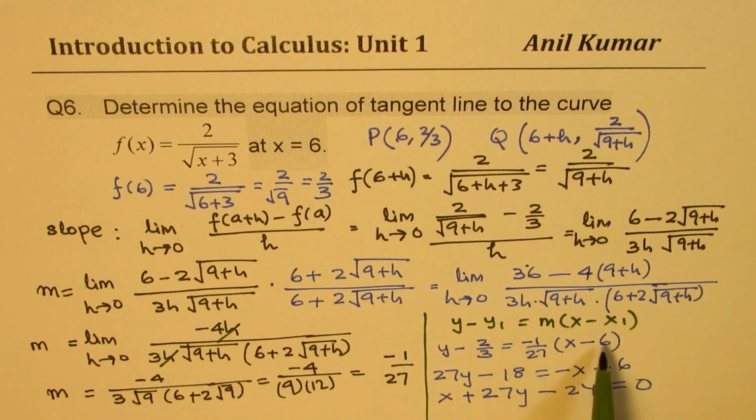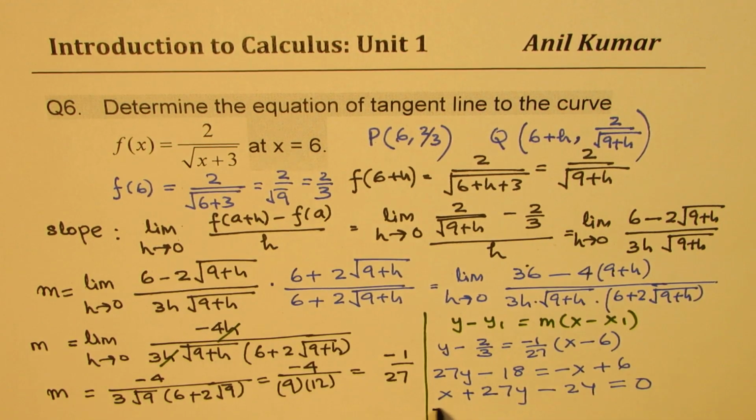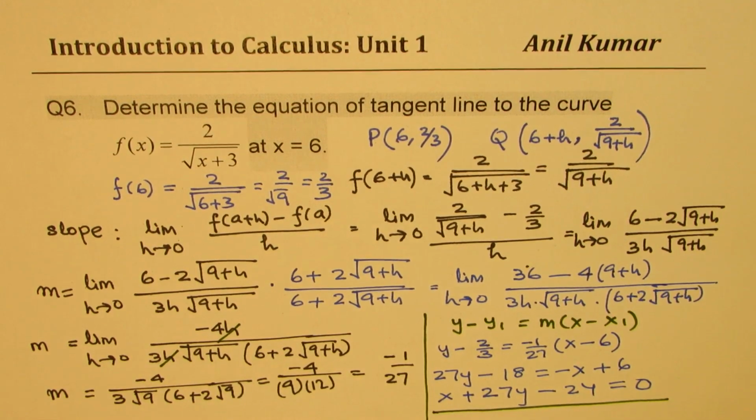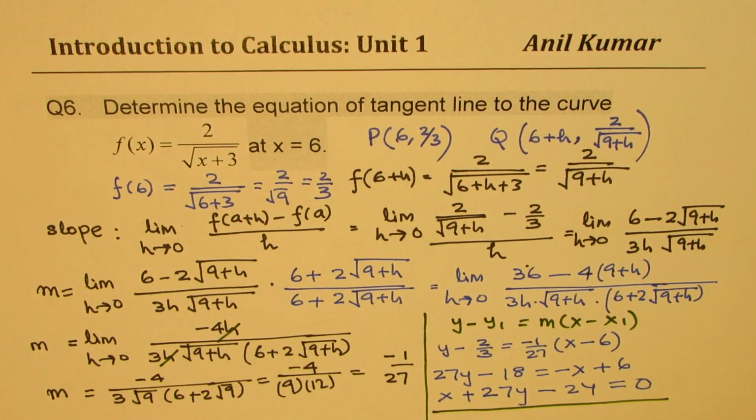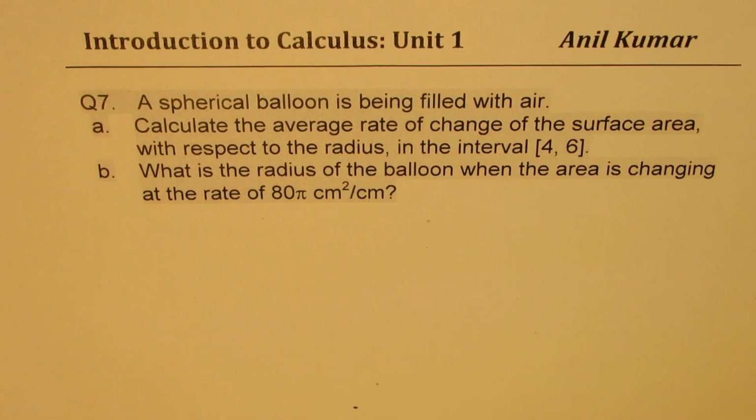Right? So this was plus and we bring it to this side, so it becomes minus. So that becomes the equation of tangent line. Perfect. So that is how, using first principle, we can find equation of a tangent line to a given curve. I hope that helps. Question number 7.